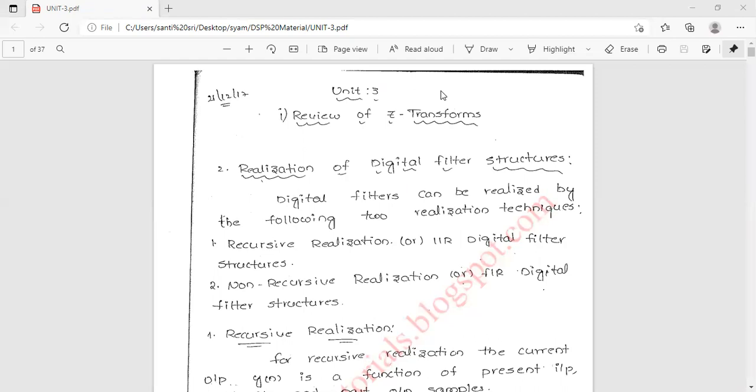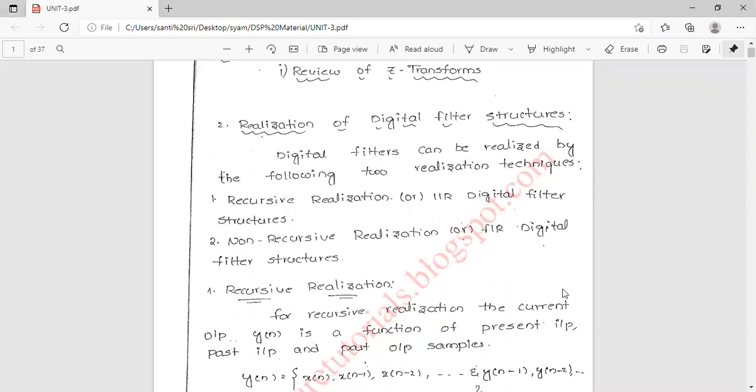Recursive realization is also called IIR digital filter structures. The second one is non-recursive realization, also called FIR digital filter structures.